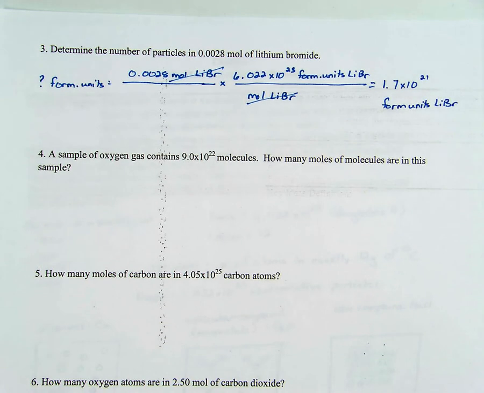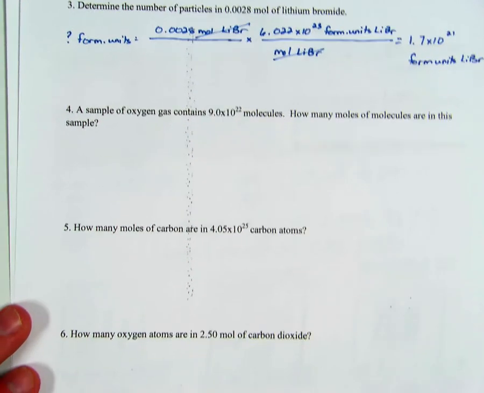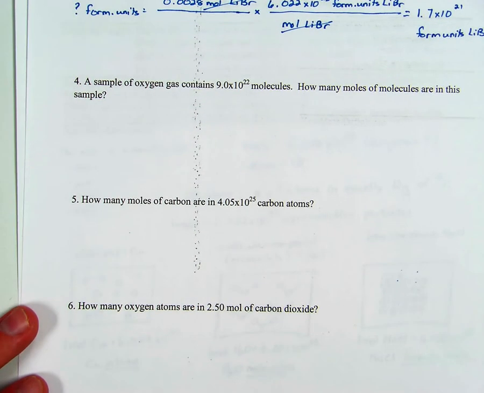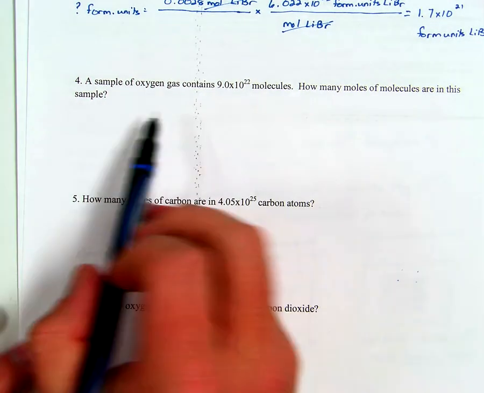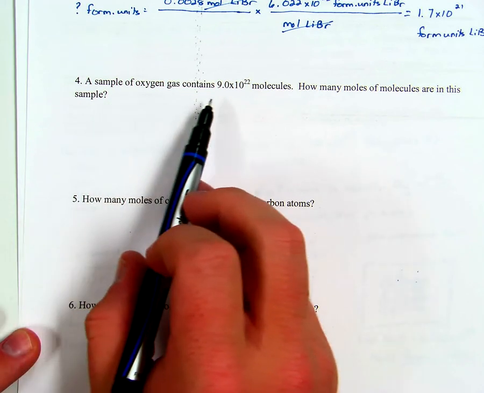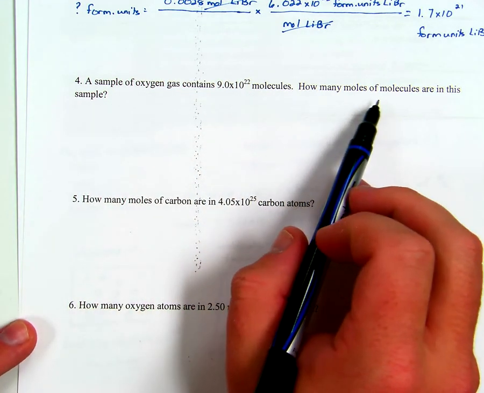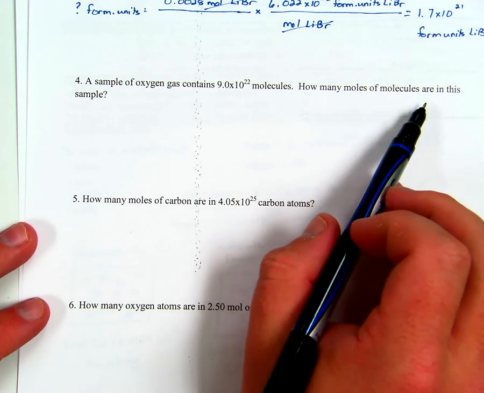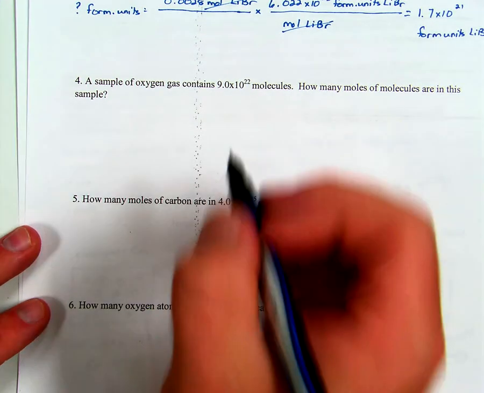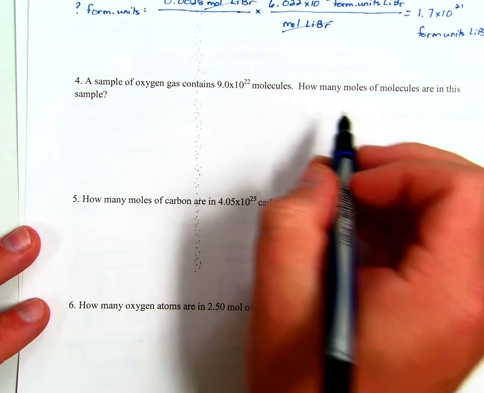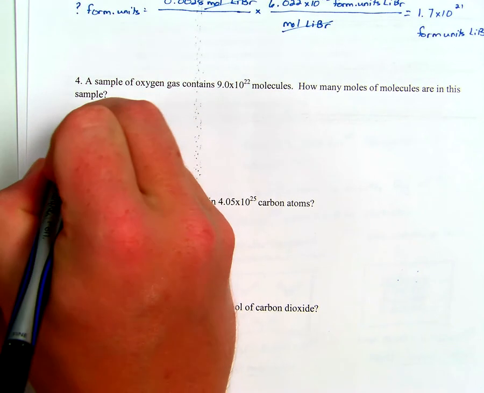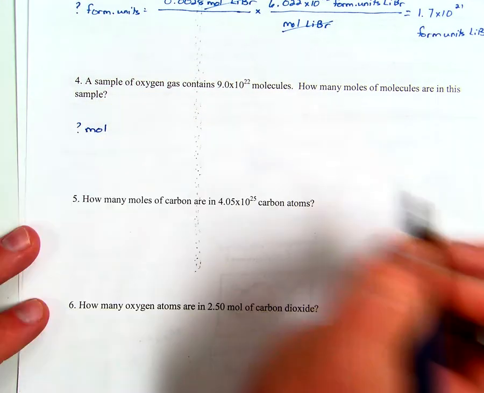Alright, number 4 is the reverse of what we have been doing. A sample of oxygen gas contains 9.0 times 10 to the 22nd molecules. How many moles of molecules are in this sample? So here we're given a number of particles, and we're asked to find how many moles. So, question mark, how many moles of oxygen? Now notice, it says oxygen, but it says we have a molecule.